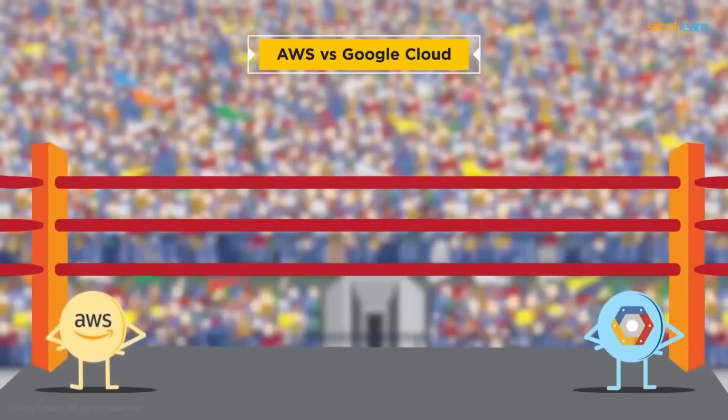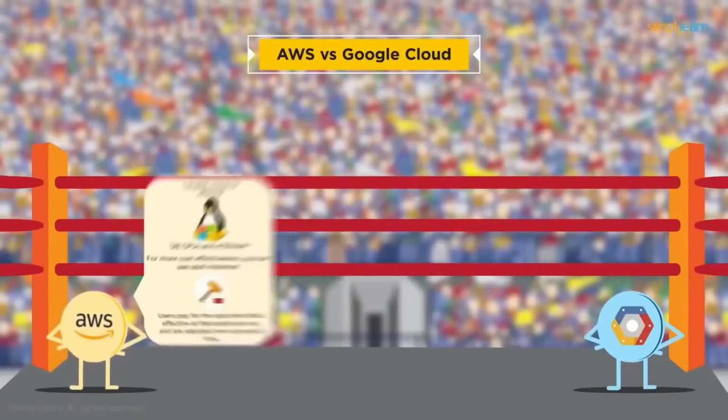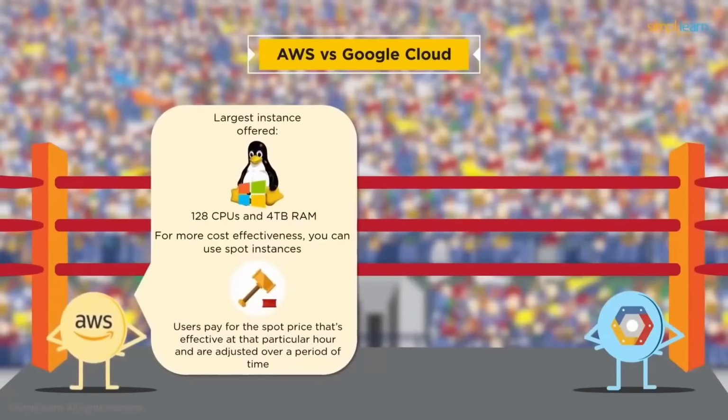Now let's talk about how you can configure instances. With AWS, the largest instance that's offered is of 128 CPUs and 4 TBs of RAM. Now, other than the on-demand method like I mentioned before, you can also use spot instances. Now, these are for situations where your application is more fault tolerant and can handle an interruption.